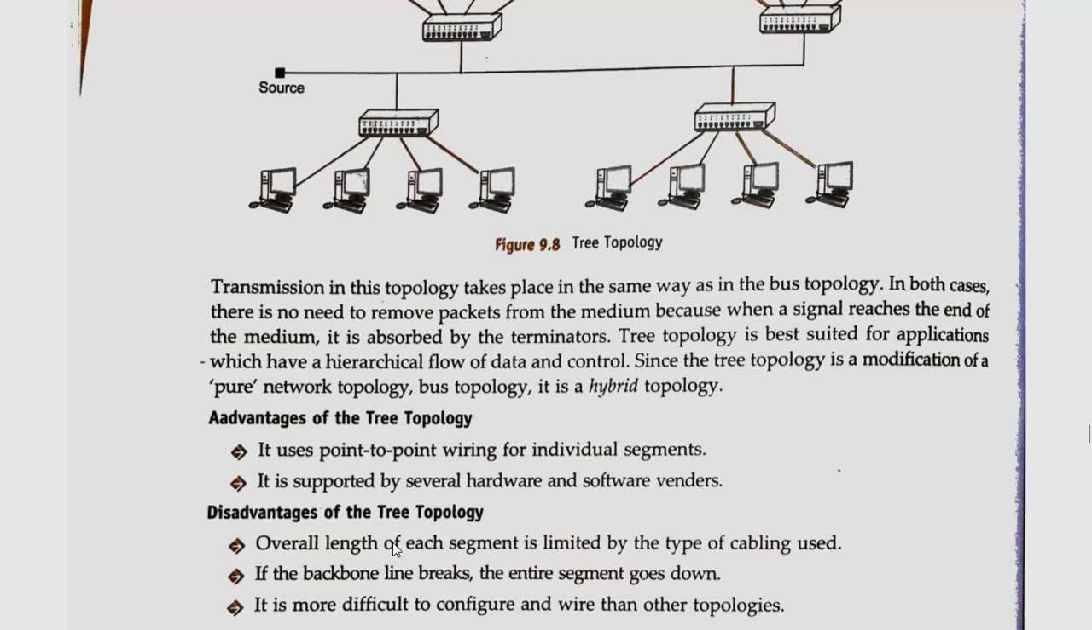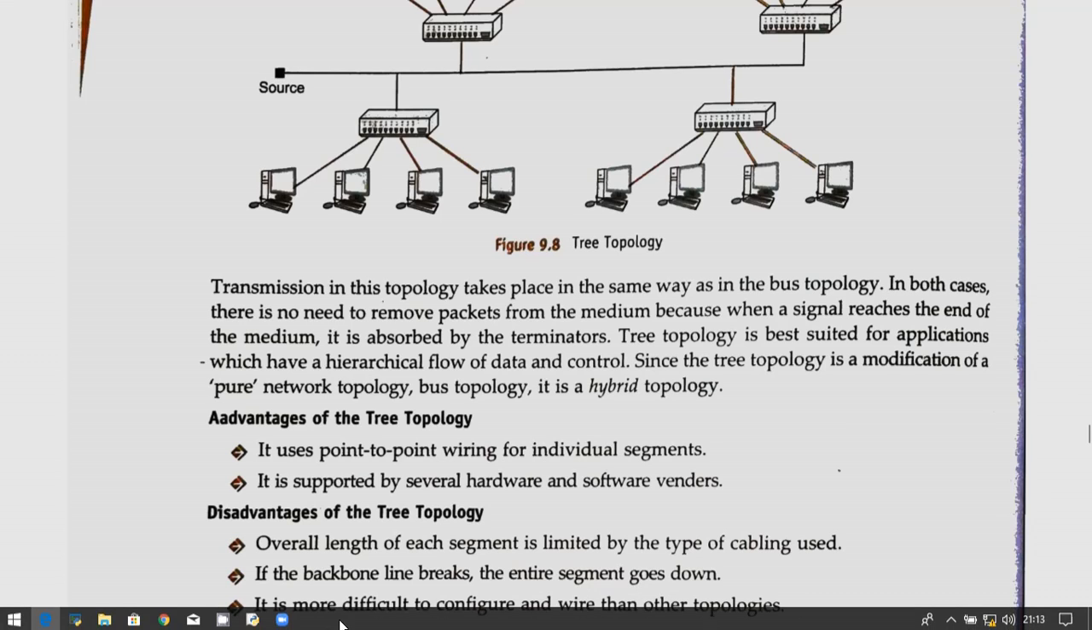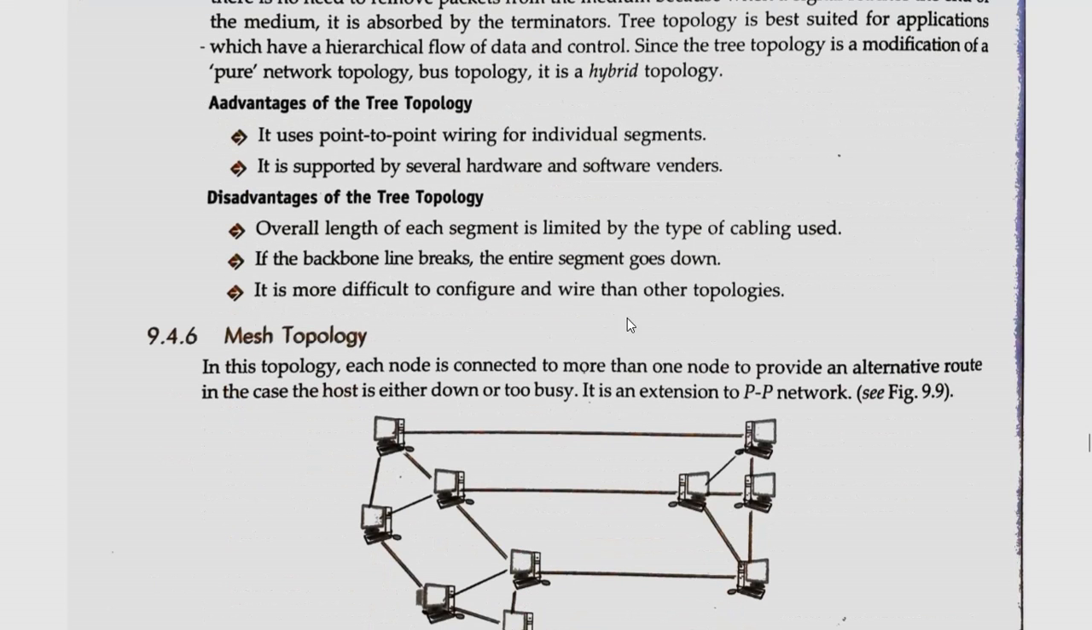And the disadvantages are that the overall length of each segment is limited by the type of cabling used, and if the backbone line breaks, the entire segment goes down. Obviously it is dependent upon different branches also. If a particular branch breaks from the center, the sub branches are also going to have problems. That's why if the backbone line breaks, the entire segment goes down. It is also more difficult to configure and wire than other topologies. Since it has a bit of a complex structure, if there is a fault in the wiring, it will create difficulty in configuring the network.